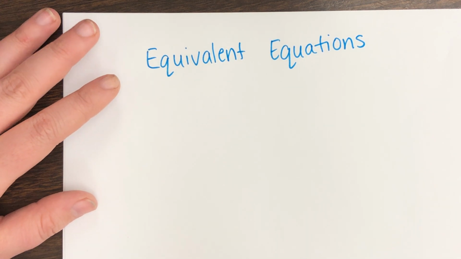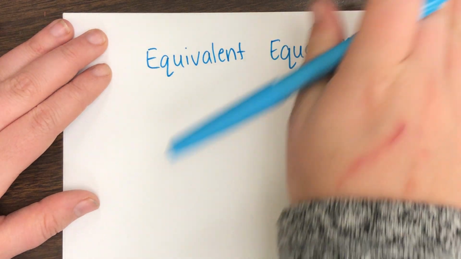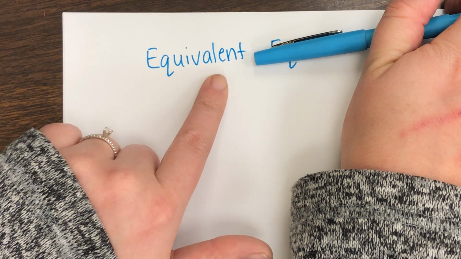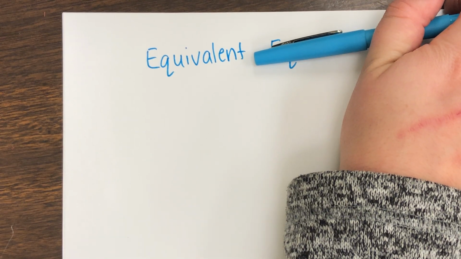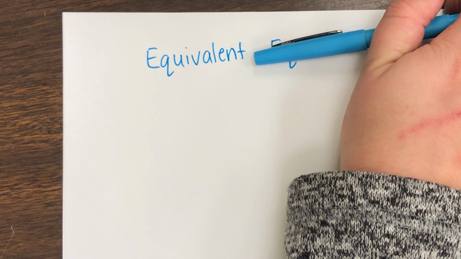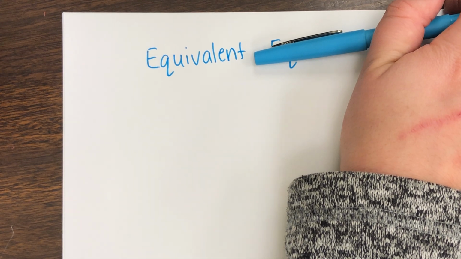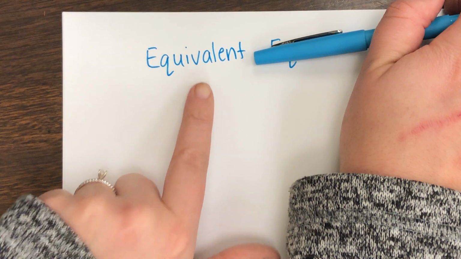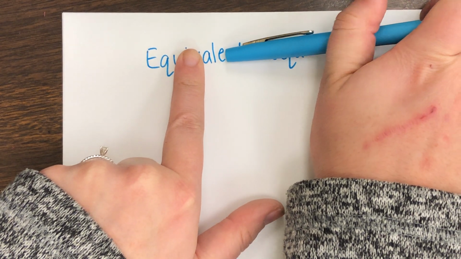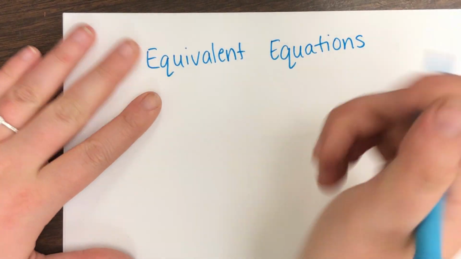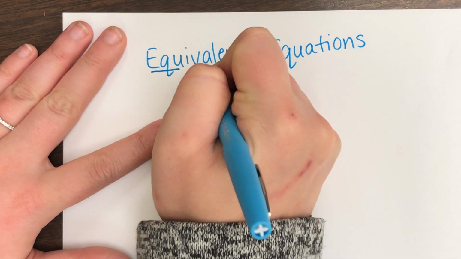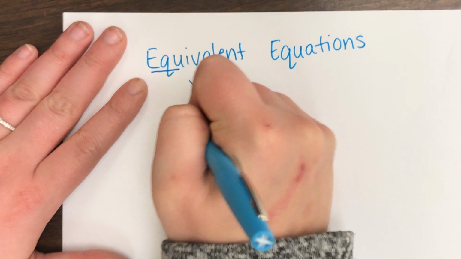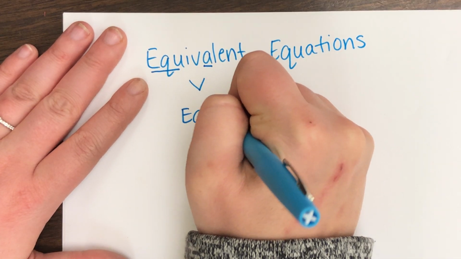So first of all, I want you to think about the word equivalent. Don't even worry about equations yet. Equivalent has a word in there that we are very familiar with. If you can just listen to it, equivalent. If you hear the word equal in that, you are correct. Because if I cover up the IV right there and the ENT on the end, the word equal is actually inside of the word equivalent. So the word equivalent is just a fancy way to say equal.